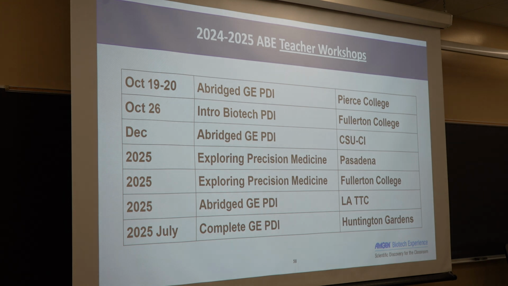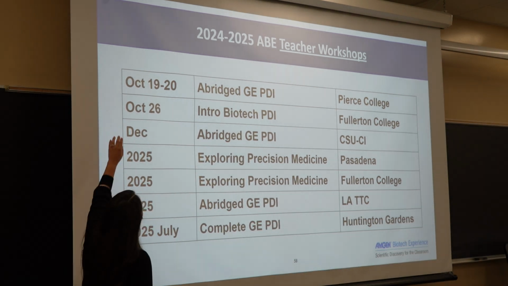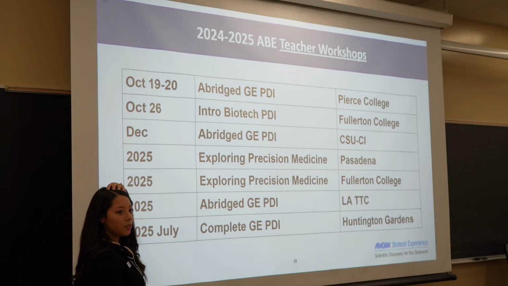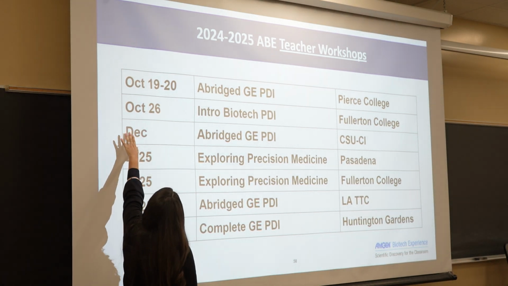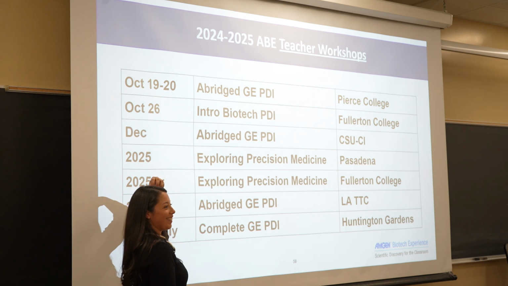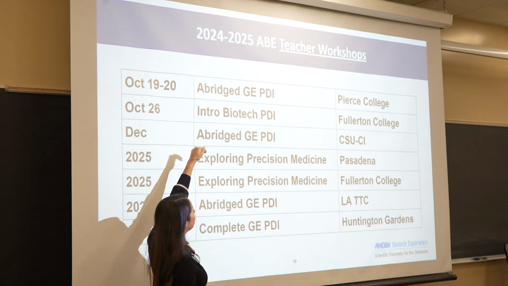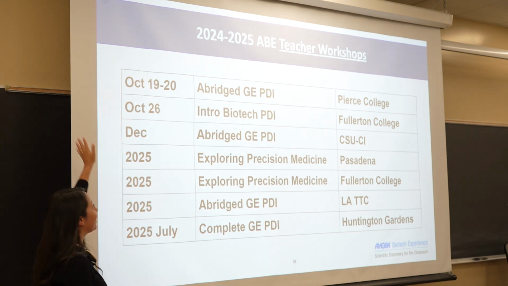These are some upcoming workshops for 2024 and 2025. We have October 19th through the 20th. What's today? The 21st? Oh, we're in September. That's right, thank you. So October 19th to the 20th, we have the Abridged GE PDI. If you want a refresher, or have any friends that want to join, let them know.